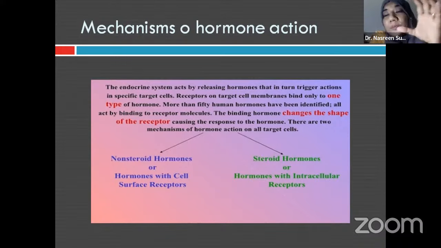So basically, if a hormone is lipophilic, it can cross the plasma membrane. These are all the basics. Hope you know that. If a hormone is hydrophilic, then it cannot cross the plasma membrane. So therefore, these non-steroid hormones will act on the cell surface receptors, whereas the steroid hormones will cross the plasma membrane, go into the cytoplasm, and then they act on the receptors.